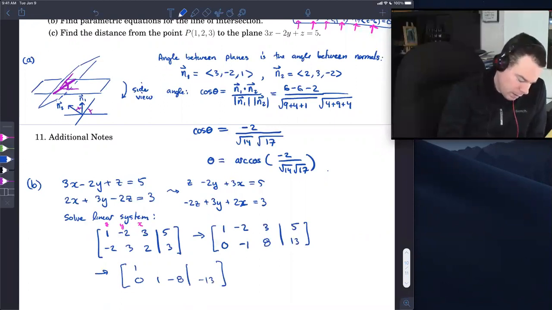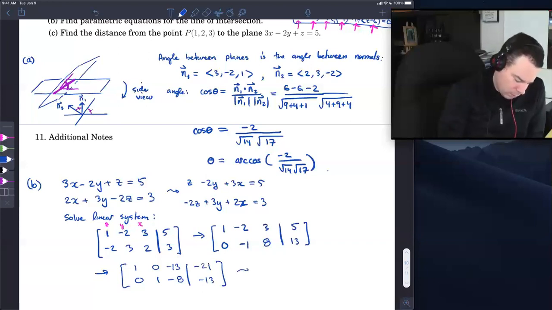And then I'm going to take 2 times the second row to add to the first row, because I need to wipe out that -2. So 2 times the second row added to the first row. 2 times -8 is -16, added to 3, -13. 2 times -13 is -26, added to 5 is -21.